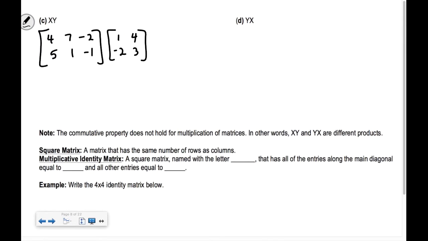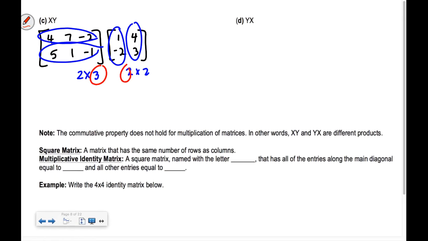So x times y. What are your dimensions? Okay, so Abby's saying not possible. Do we agree? Yeah. This is 2 rows, 3 columns, but this one is 2 by 2. Those middle numbers are not the same. So it doesn't work, so we write not possible. But let's think about why it doesn't work.